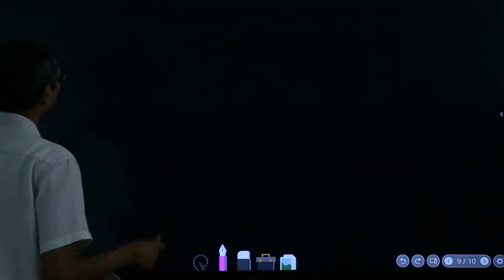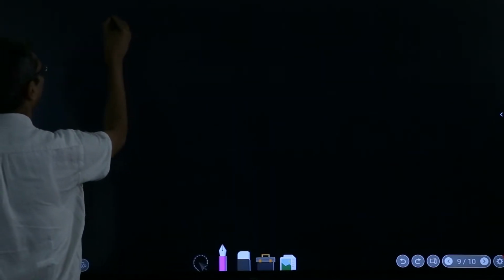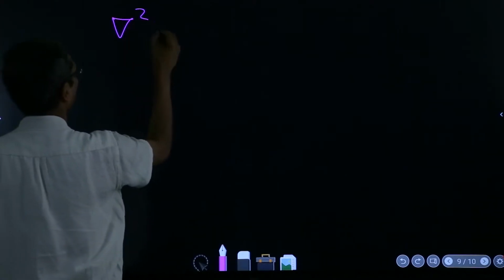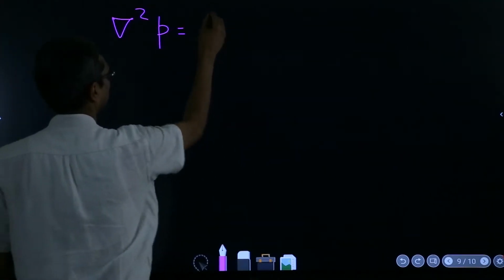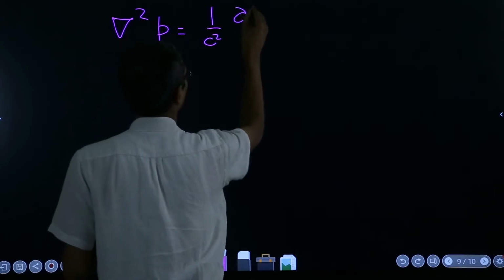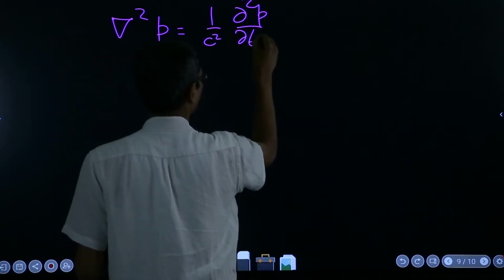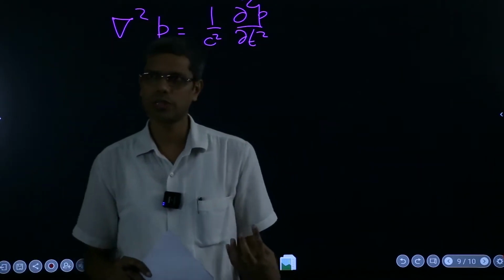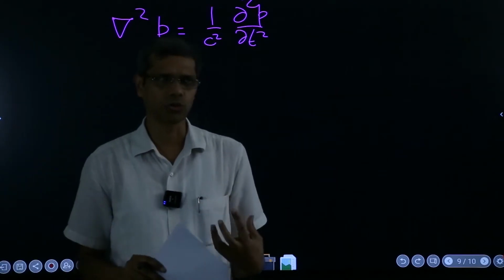So, for that what we will do is, we had Laplacian of P equals 1 over c square d square P by dt square. We will write that in the spherical coordinate system because we want to use a spherical source.